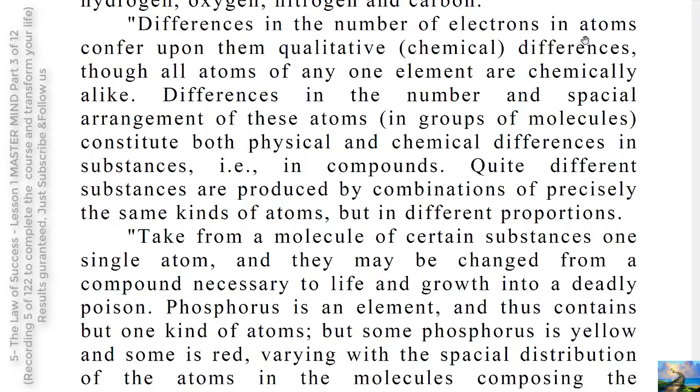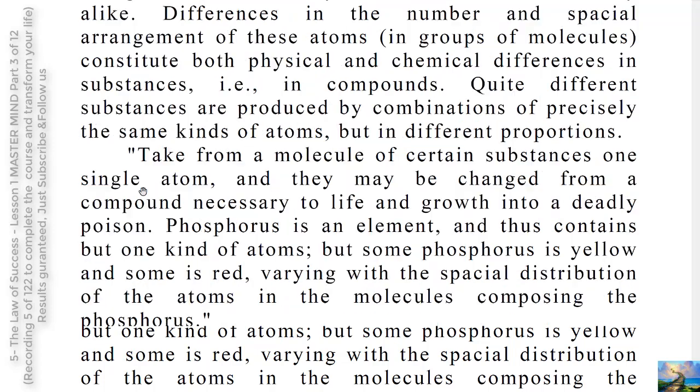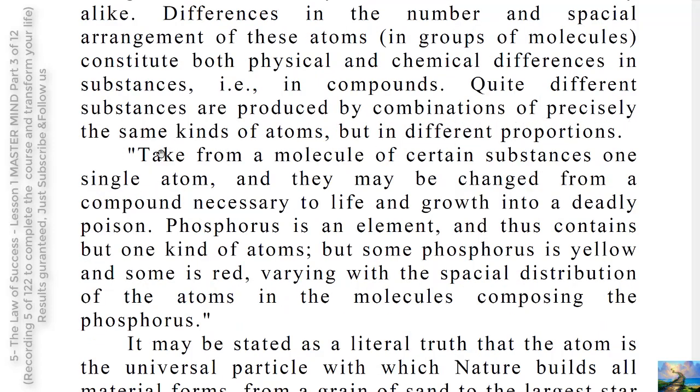Differences in the number of electrons in atoms confer upon them qualitative, chemical differences, though all atoms of any one element are chemically alike. Differences in the number and spatial arrangement of these atoms, in groups of molecules, constitute both physical and chemical differences in substances, i.e., in compounds. Quite different substances are produced by combinations of precisely the same kinds of atoms, but of different proportions. Take from a molecule of certain substances 1 single atom, and they may be changed from a compound necessary to life and growth into a deadly poison.